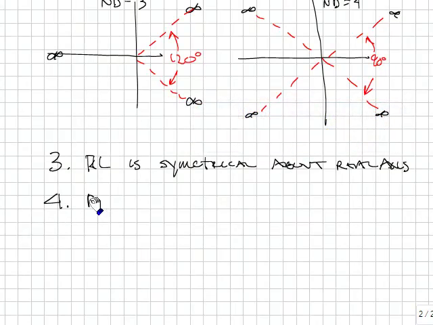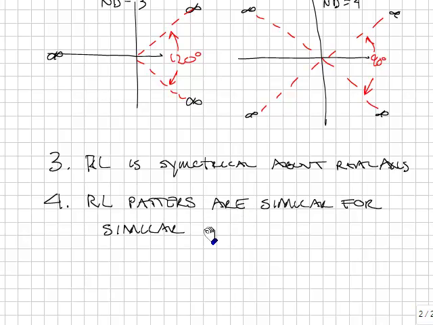Number 4, root locus patterns are similar for similar pole zero patterns. That is, if you have a pattern of poles and zeros, the root locus will take on a certain form. If you have another set of poles and zeros where the pattern is similar but not the same, they may be shifted in different directions or scaled so that they're larger, further away from the axis. The pattern for the root locus is still the same. So once you learn a pattern, it's easy to reapply that pattern.